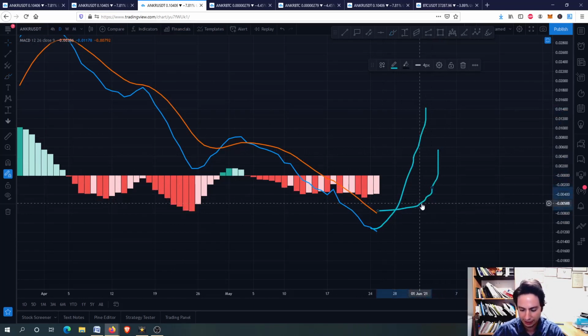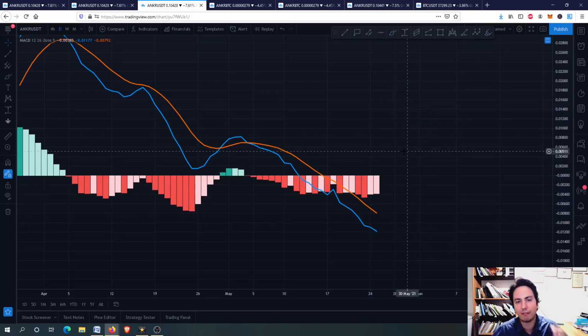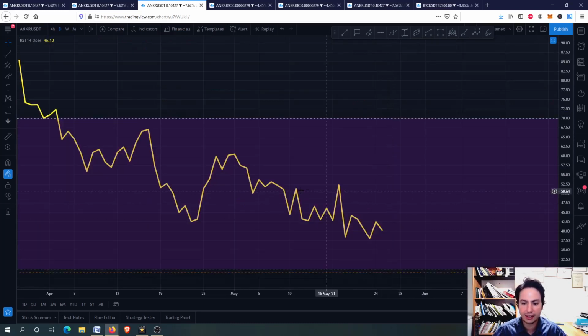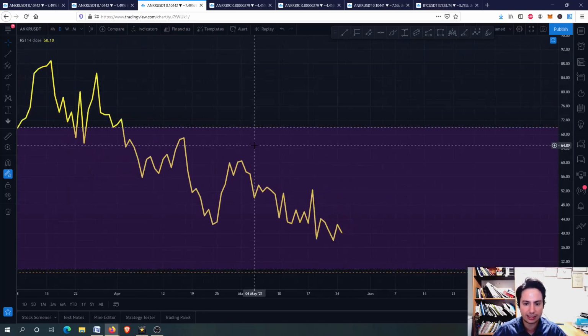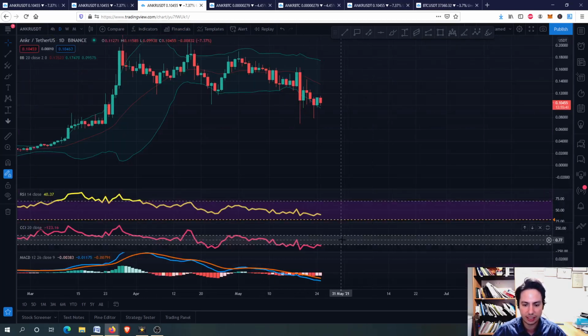Okay, we need a pattern like this in order to say that Ankr might have a chance for the mid term. Let's see now the RSI. The RSI keeps getting lower and lower. You can see here we are having lower lows all the way for the RSI on the daily frame.